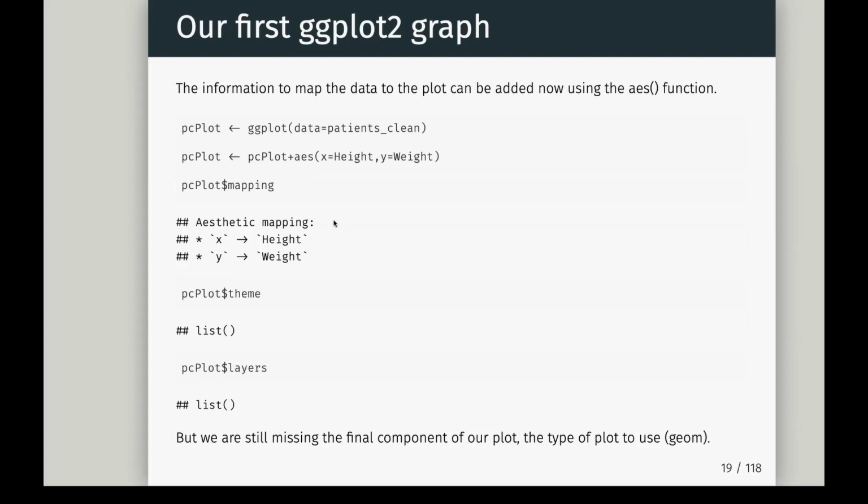I can now update this object, and this is nice because it's the concept that we can update this object as we go. So here I'm going to assign again our ggplot object with just the data, and now I'm going to add to this some aesthetic mapping. X is height, Y is weight. Now if I look at the mapping, I can see that something's happened. I don't know how to interact with it, but it is telling me something useful: X is height, Y is weight. Still don't have a theme. I still don't have layers, and it's really the layers which I need in order to make a plot, because there will be a default theme.